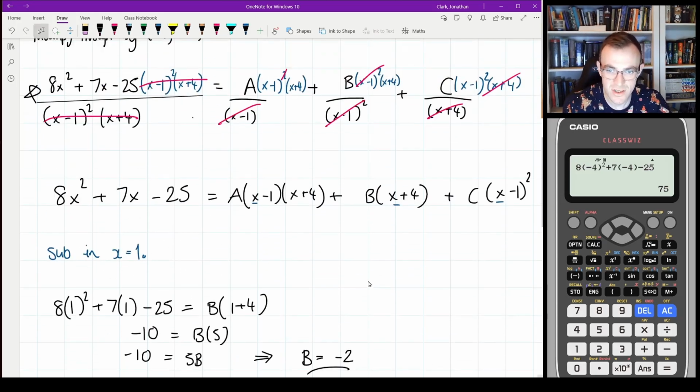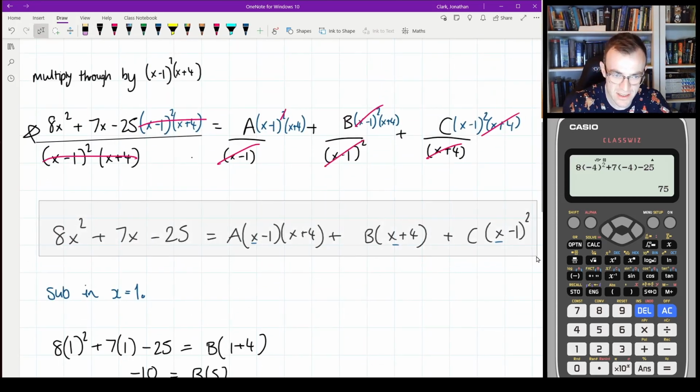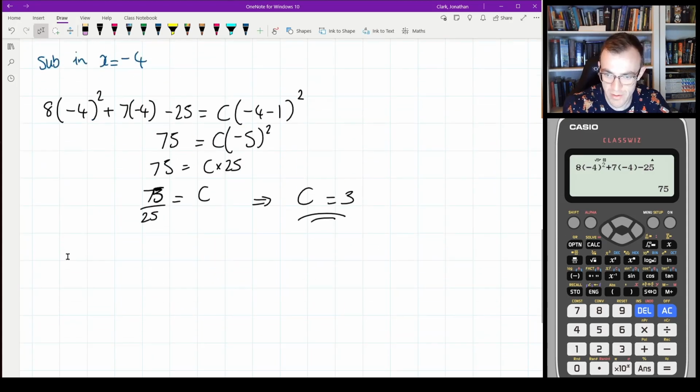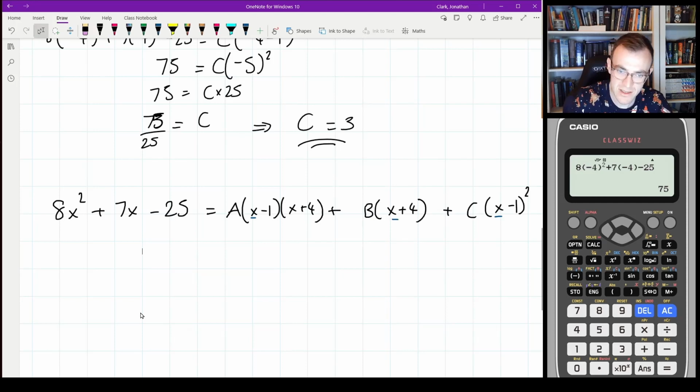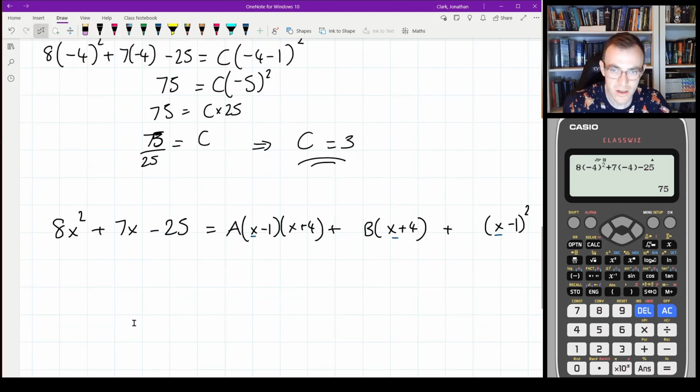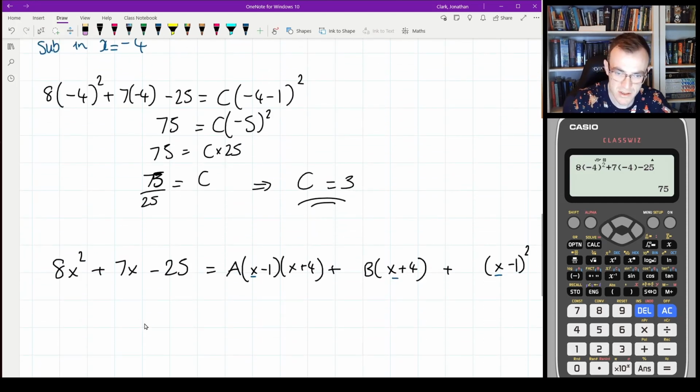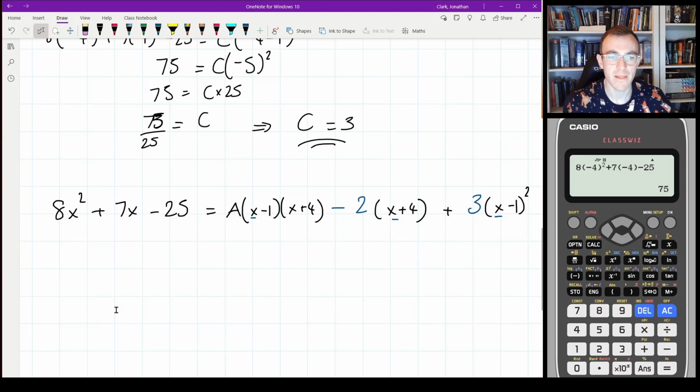Okay, cool. This is what I've got at the moment. Let me take that statement and I'm going to copy and paste it actually. And I've worked out that C is 3 and B is minus 2. Okay, let's get that in. That's minus 2, that's 3. Okay, so from here, what I could do is I could sub in a different x value, and that would eliminate all of the other variables apart from a.